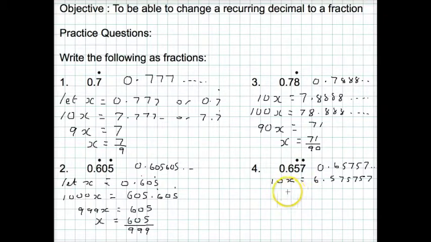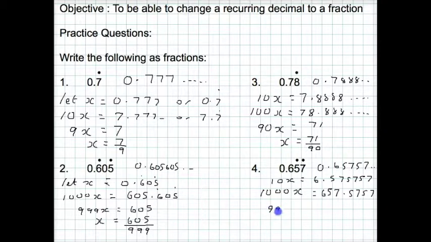But what you'll see is if I multiply this by 100, I'm going to get 65.7575, and 757575 recurring is not the same as 575757 recurring. So this time I'm going to have to multiply by 1000. That's then going to give me 657.5757 recurring. Now I've got this 0.57 and the 0.57 there recurring, I can take one away from the other.